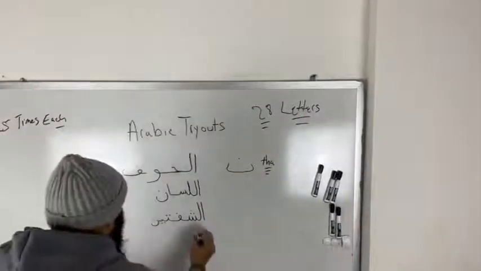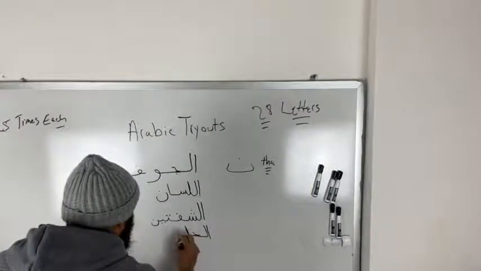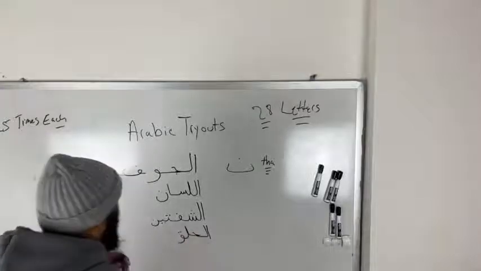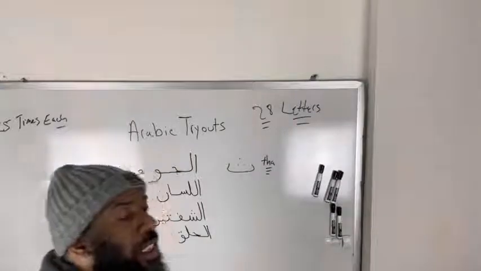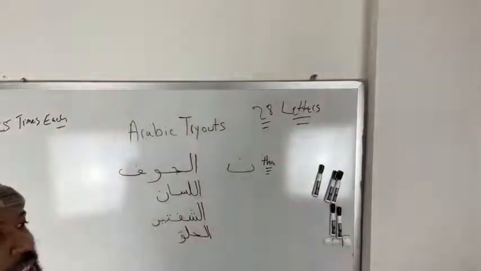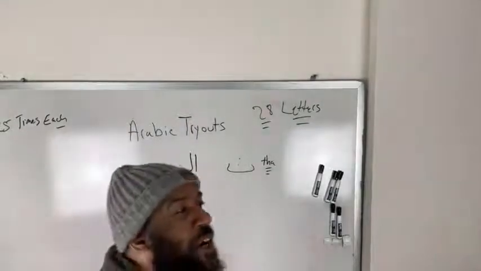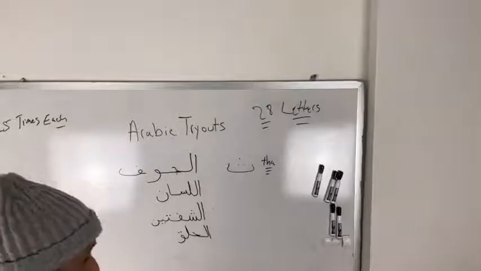All right, the next one is al-halq. Al-halq is the throat. Okay, al-halq is the throat. All right, there are 3 parts to your throat, and there are 2 letters in each part of the throat. So there are throat letters.